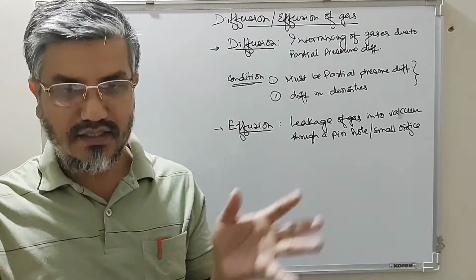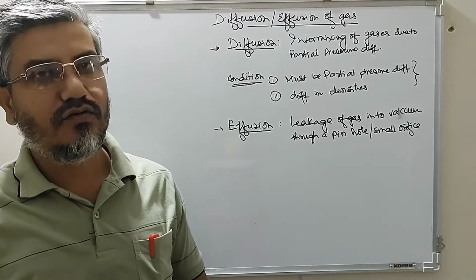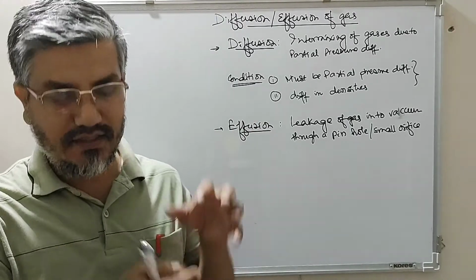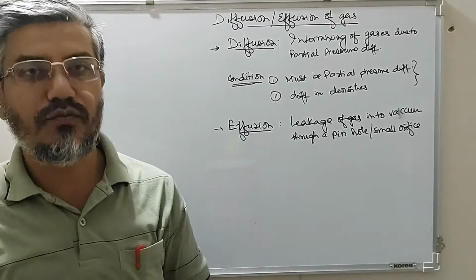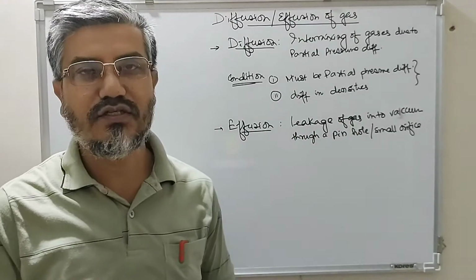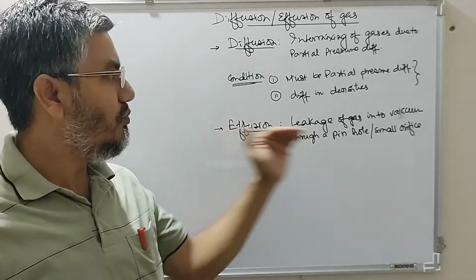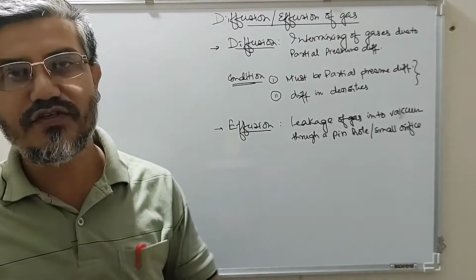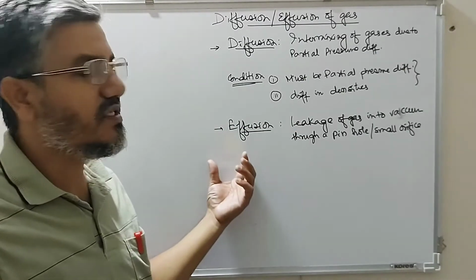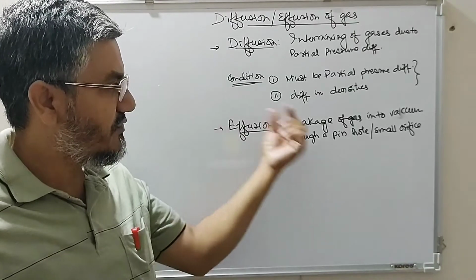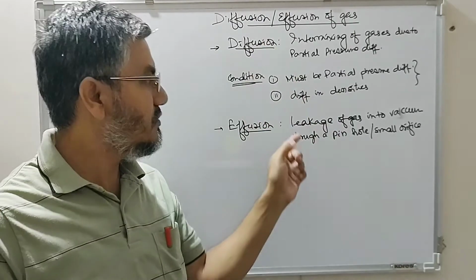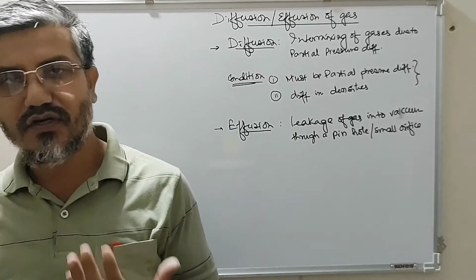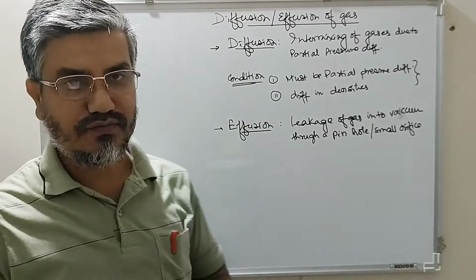So we have a container, and this container contains a gas. Now in this container, a small pinhole is made and the gas is allowed to escape into a vacuum. That is the leakage of gas into vacuum. So this movement of gas molecules through a very small pinhole or small opening is known as effusion. So effusion is specific diffusion through a pinhole, whereas diffusion is any general intermixing of gas molecules.